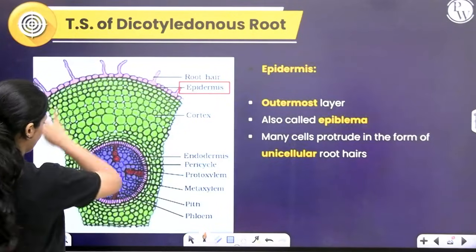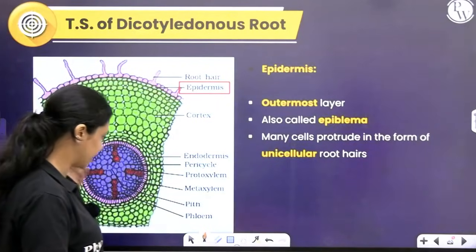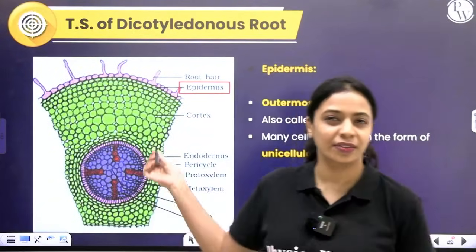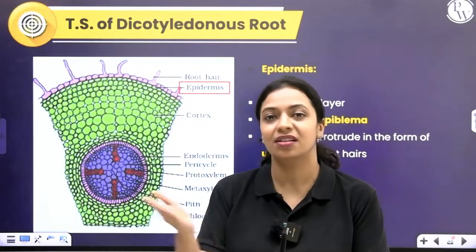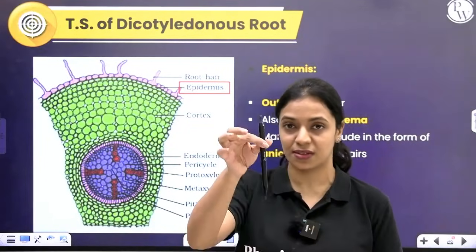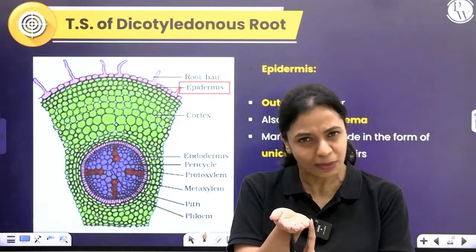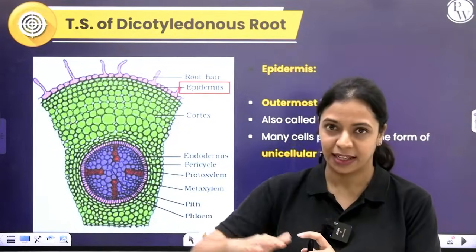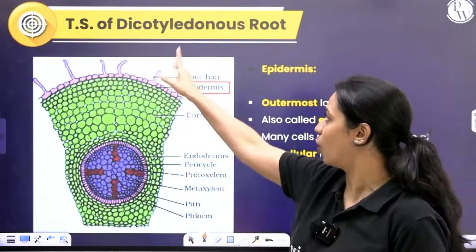What you're looking at here is a section of the dicot root, that is the NCERT diagram. How did we get to this section? We take a transverse section of the root. If this is a root, we cut it like an extremely thin slice horizontally like this. That is called the transverse section or the TS.